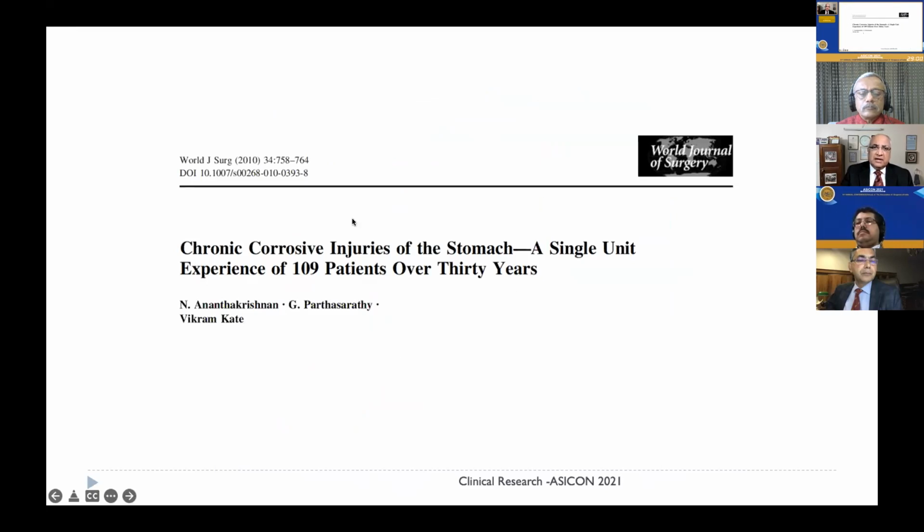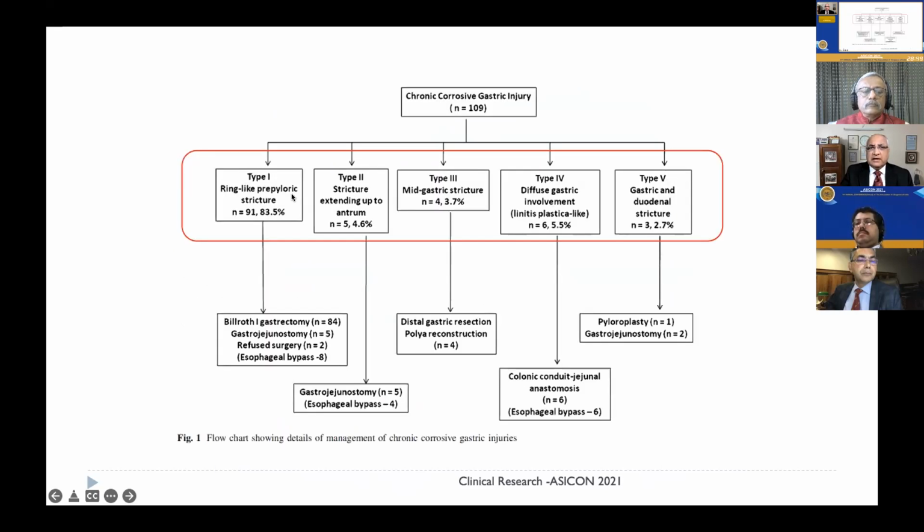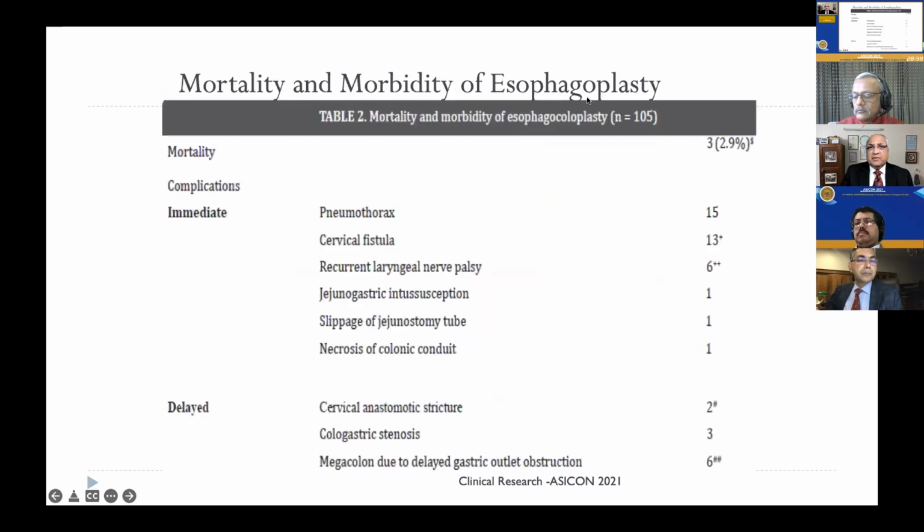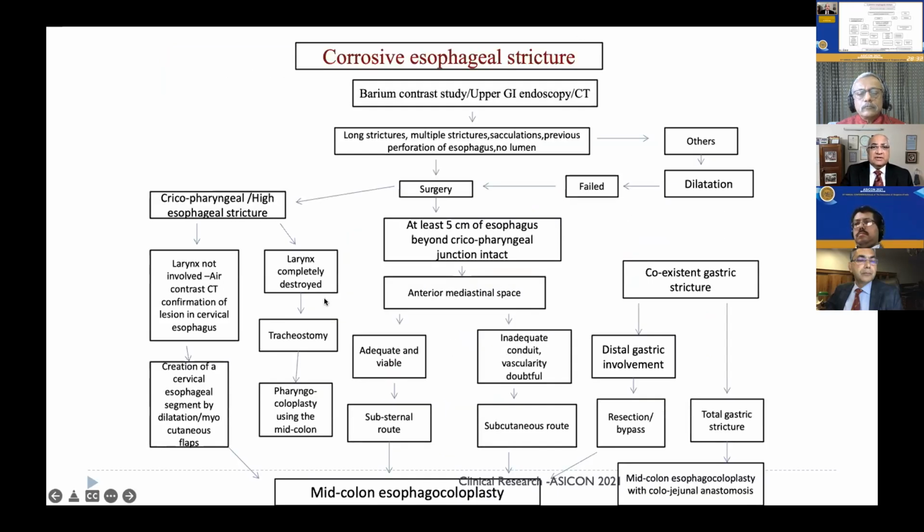This is one of the largest series from our country and in the world, because corrosive stricture is more common in India. You can see there 30 years of experience, 109 patients. What we found out is that these are different types of strictures, so this is very useful in management. Similarly, this is another one with almost 3 decades of experience, 100 patients, and we can see the morbidity, mortality and all the complications given there. Although it's a descriptive study, with no comparison or data analysis, a very detailed algorithm has been formed based on this experience, which is very commonly used in clinical practice.